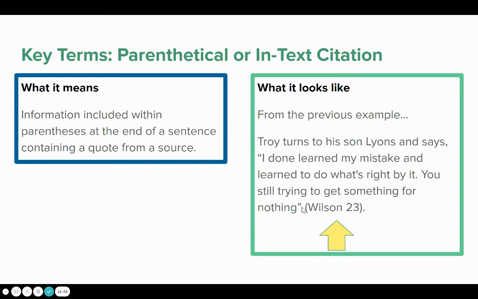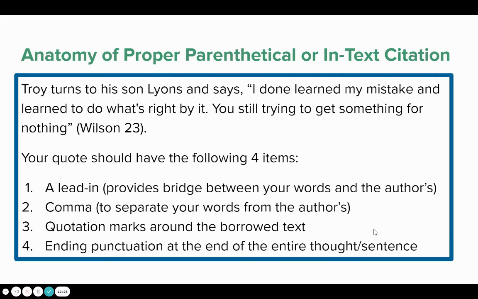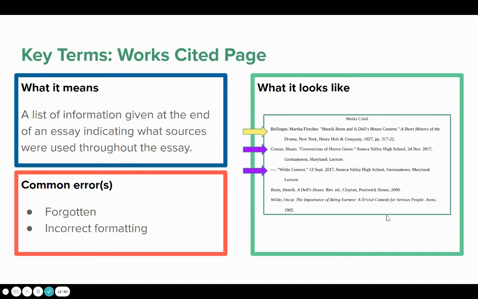You've got close quotation marks, space bar, open parentheses, no space between the parentheses and the last name. Wilson, space bar, number, no PG, no P, just the page number goes there, close parentheses, period. The biggest errors with in-text citation are that students forget to include them, or the punctuation is incorrectly placed, or the placement is in the wrong location. So key things to remember: your in-text citation comes at the end of the sentence before the period.